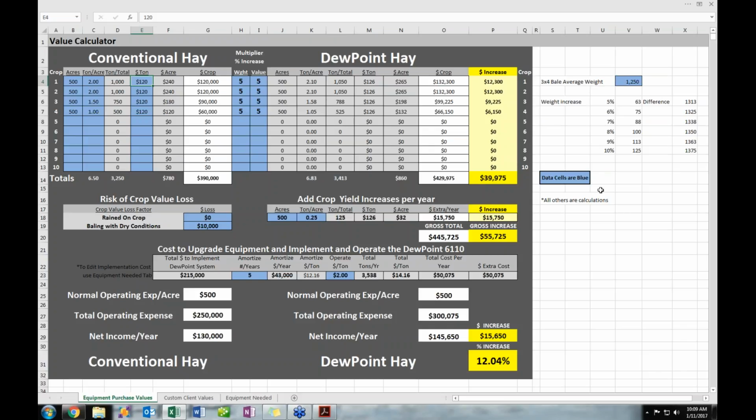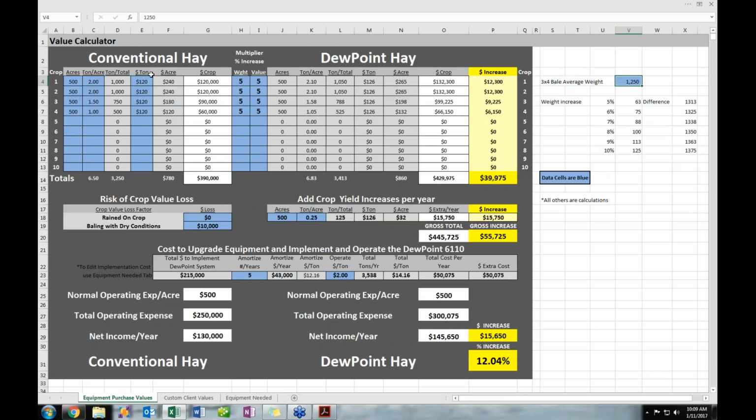Over here in the right-hand corner, I've got just a typical 3x4 average bale weight. For the sake of this webinar, we'll stick to 3x4 size bales. I know a number of you probably work with 4x4. A lot of your customers have 4x4 bales, or maybe even 3x3 bales. But for this particular go through, we're going to stick to 3x4.